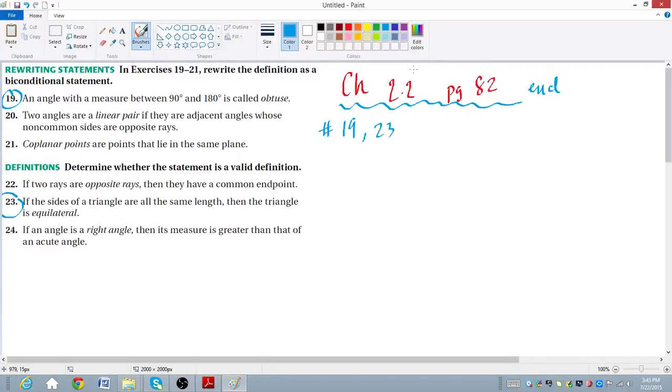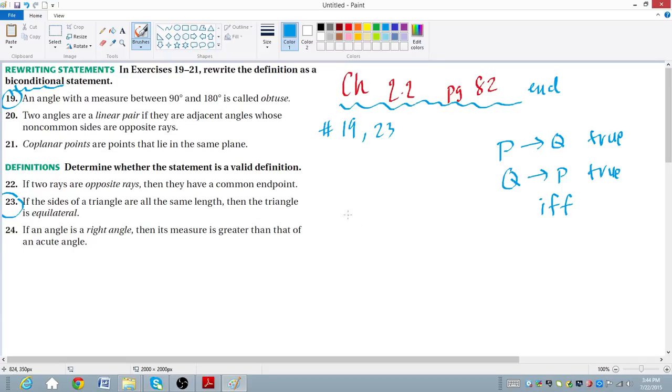For this last segment, I'm going to do number 19 and number 23. And for this, they're asking to rewrite the definition as a biconditional statement. To be a biconditional statement, you've got to make sure that the if-then statement and the converse are both true. What I mean by that is that if P implies Q is true, and the converse, which is Q implies P, is true, then you can write a biconditional statement. A biconditional statement means that it's an if and only if statement.